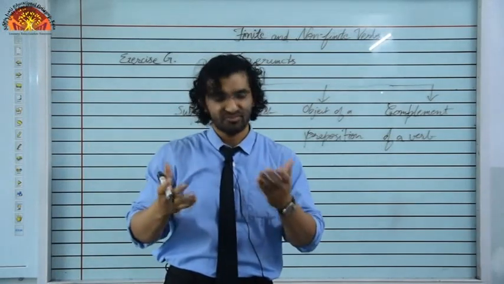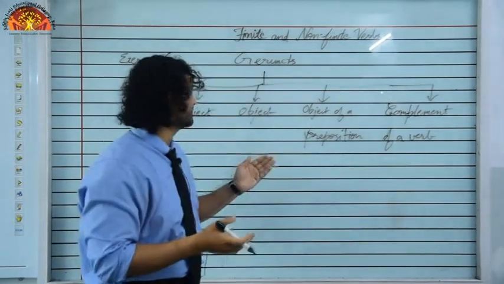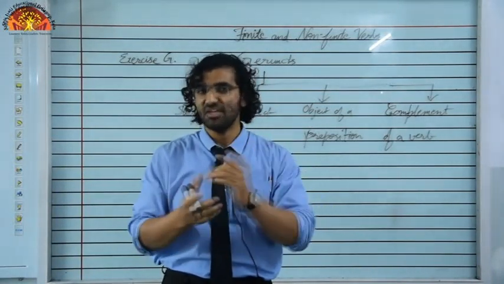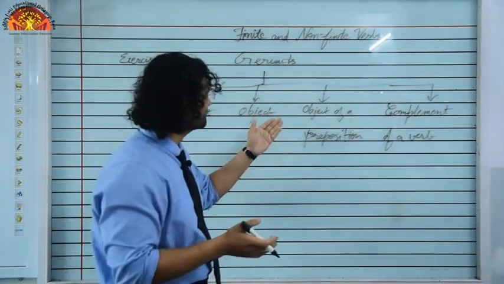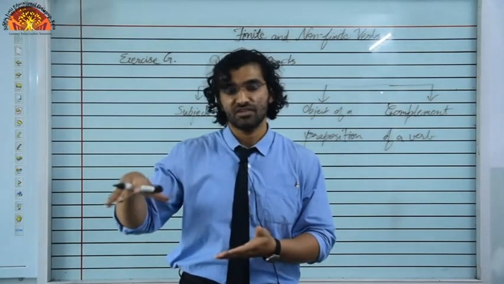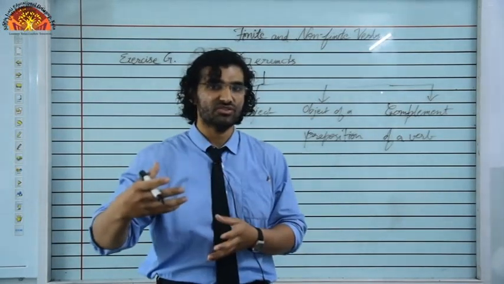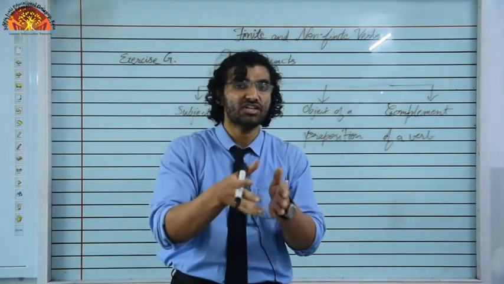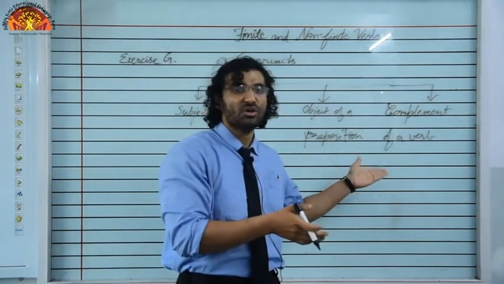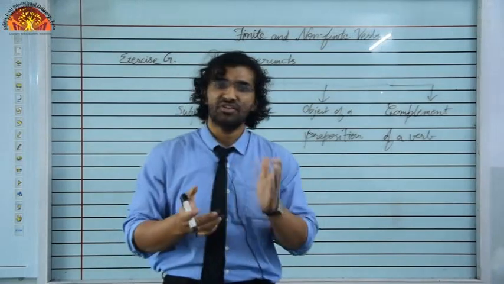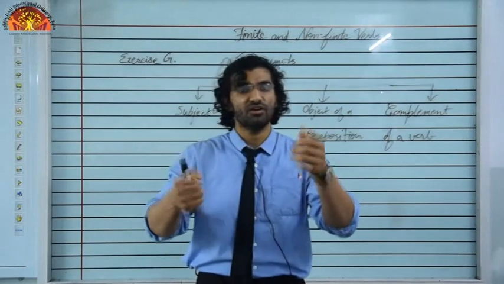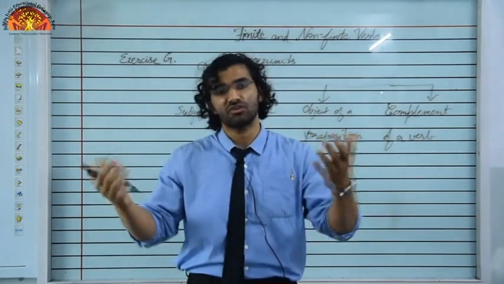So gerunds can function as a subject of a verb. Eating a balanced diet keeps you healthy. It can also work as the object, like Beena enjoys baking, and as an object of a preposition, like Beena is very good at sculpting. How will you recognize the object of preposition? You will find prepositions somewhere there, at, in, on, etc. Alright? And it can also be used as a complement of a verb. What my grandmother likes is knitting. What my grandfather likes is football or driving a huge truck.